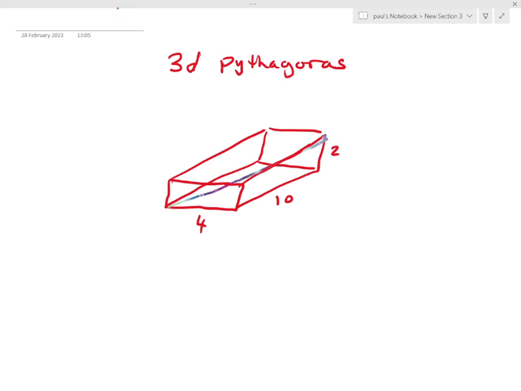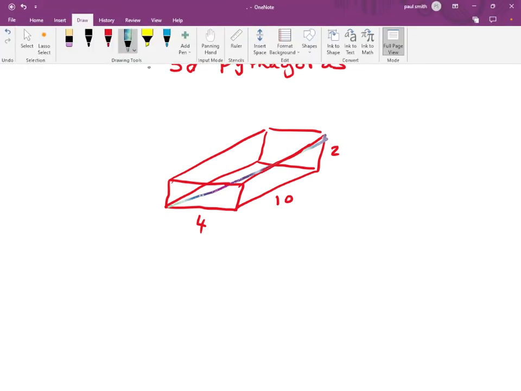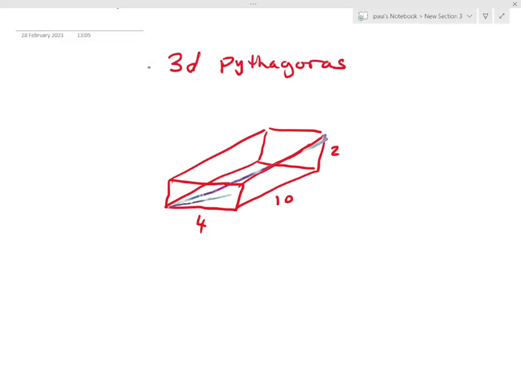So you can do it in two ways. The first way we're going to do it is we'll make a diagonal line that goes across the bottom of the shape, and we'll call that A. So with Pythagoras, because we've now got a right angled triangle at the bottom of the box, we can go 4 squared plus 10 squared equals A squared. Oh, this is a bit psychedelic, isn't it? 16 plus 100 equals A squared. So therefore A squared is 116.